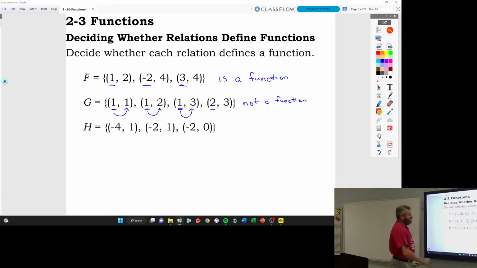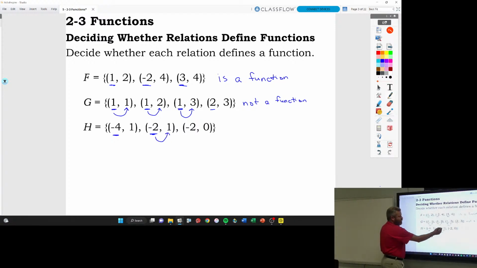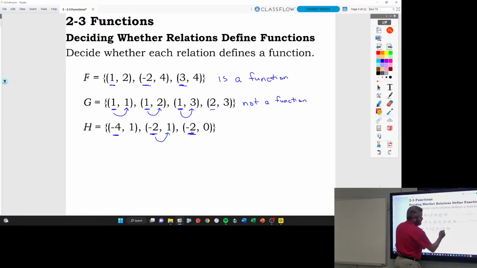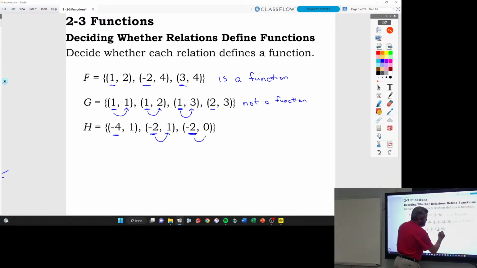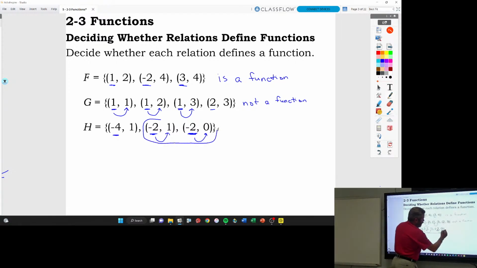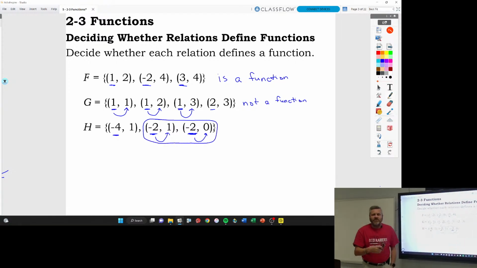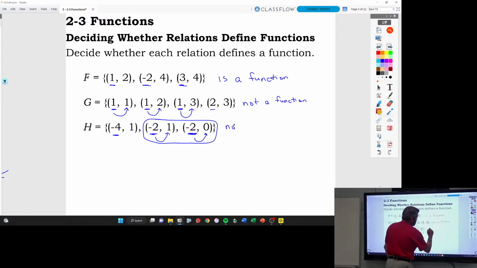Relation h. I look at my x values. This -4 pairs to 1. This -2 pairs to 1 also. And that's okay that 1 repeats on the y value, or the second term. But then I have another first term of -2. I have another x value of -2 there, and it's paired with 0. So right here I have two different y values, or two different second values paired with that first value of -2. So because of that, this is not a function.